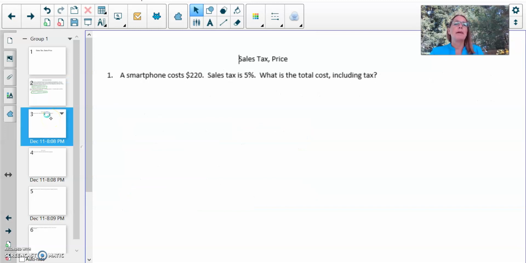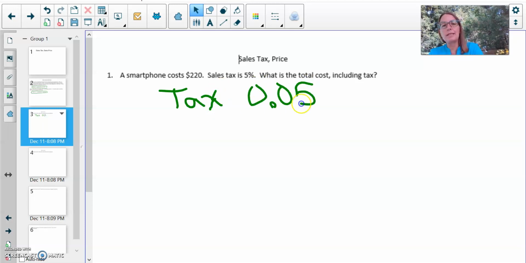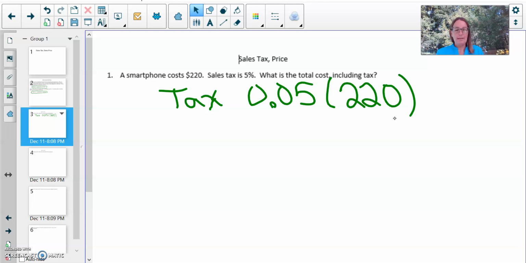So, a smartphone costs $220. Sales tax is 5%. What is the total cost including tax? So there are two different ways we can find it. We can first figure out the amount of the tax. To find the amount of the tax, we're going to change 5% to a decimal, 5/100. Multiply it by the original price, $220. Use my calculator to multiply it out. The amount of the tax ends up being $11.